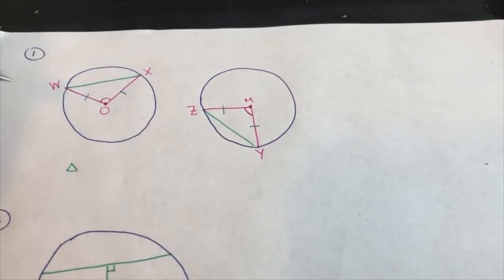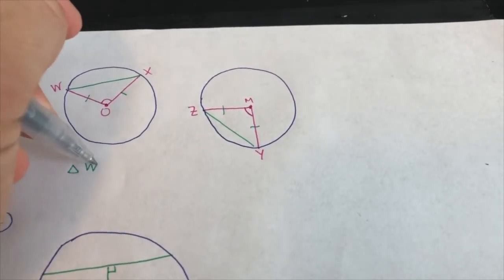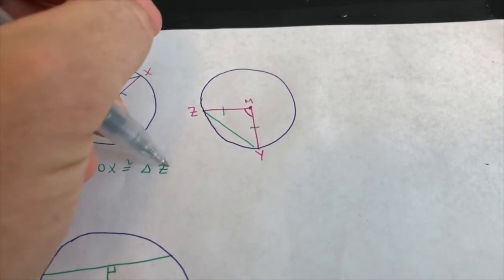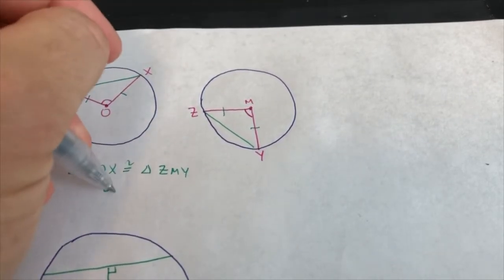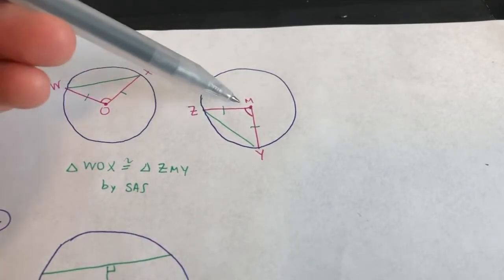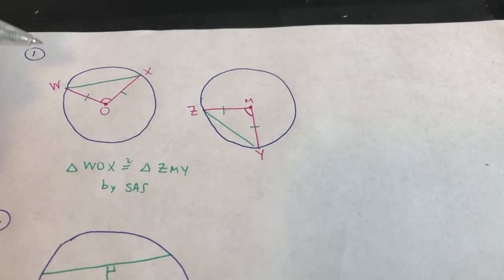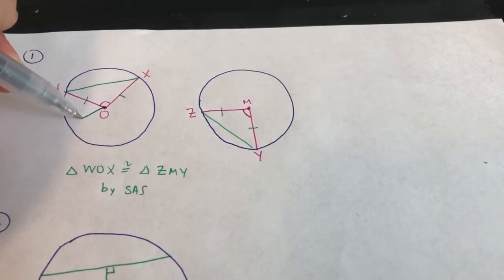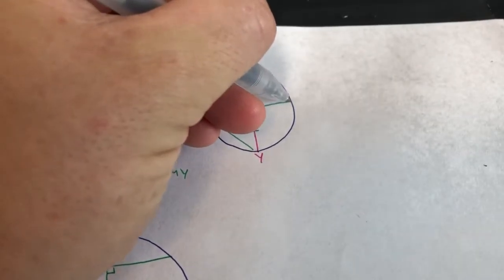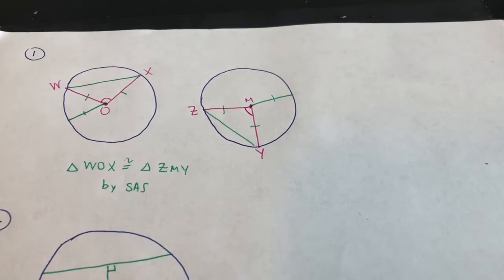So I'll write that down here. Triangle WOX is congruent to triangle ZMY by side angle side. What the question is basically asking is that WO and OX and ZM and MY are all the same length. If the two circles are congruent, any radius you make is always going to be the same length, no matter what, if you go from the center to the side of the circle.